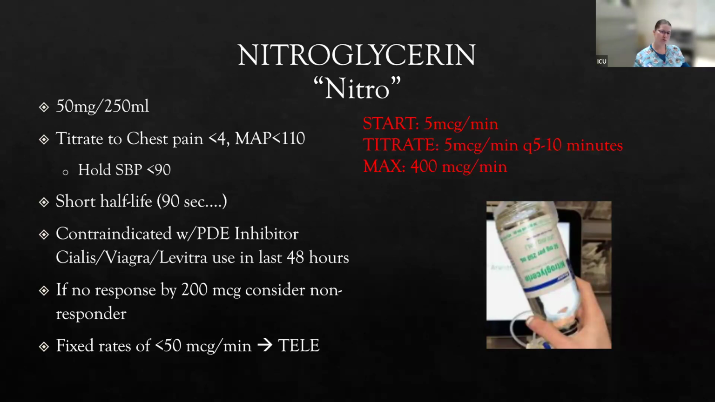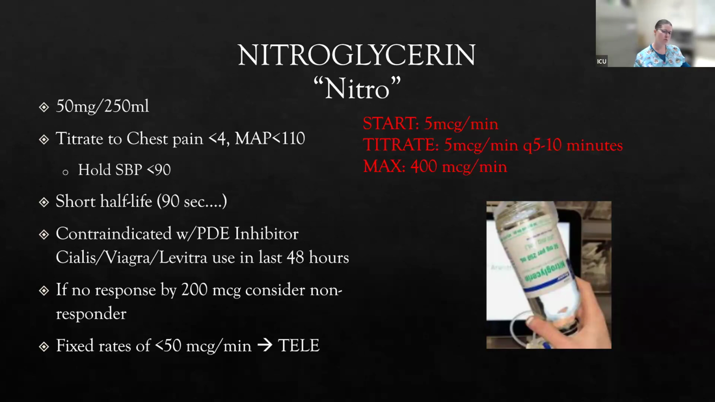It comes 50 and 250, and we generally give it for chest pain. Someone comes in with angina, they come in with an MI, and we're titrating it to chest pain less than 4. 0 is unrealistic, but you want to talk to the patient about what their pain goal is. Generally, less than 4 is acceptable. We also want to keep their MAP less than 110 and hold if their systolic blood pressure is less than 90. This has a very short half-life. You can turn it off and it will quit working pretty quickly.